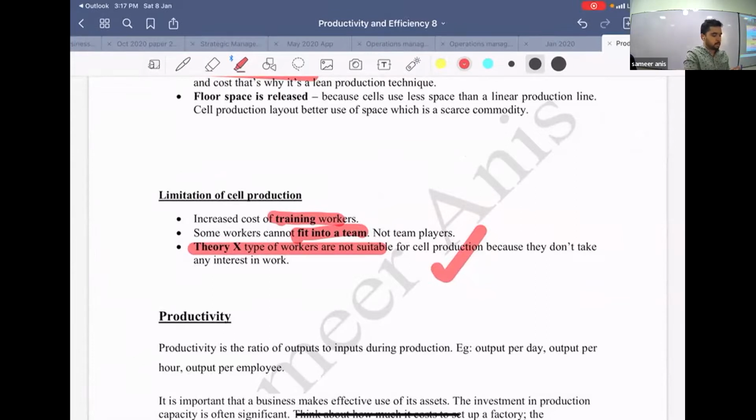Let's see. Until you all do that, let me order something. Hungry. What is the difference between productivity and efficiency, guys?